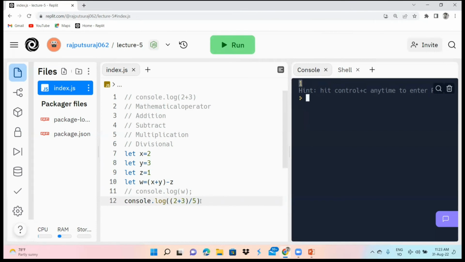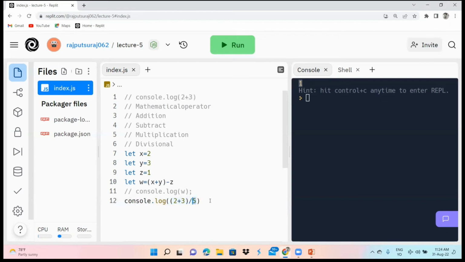This is a BODMAS type of rule, and in JavaScript also there is a BODMAS type of rule. But you, as a developer, have to write what you want to add and what you want to subtract, and which value you want to calculate first. Here, I want to calculate 2 plus 3 first, so I have put 2 plus 3 in brackets, then divided by 5.